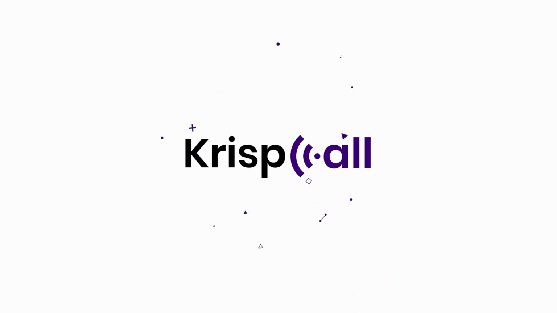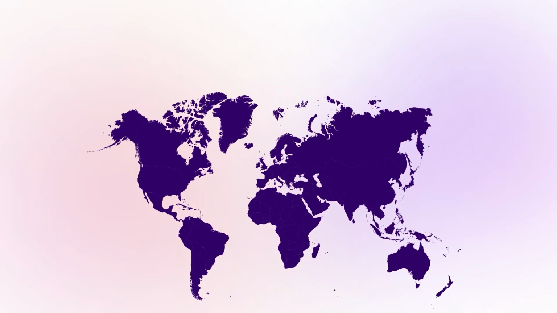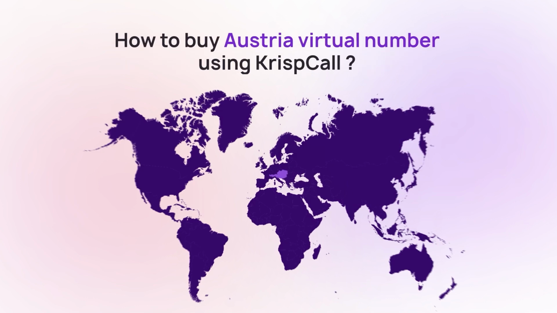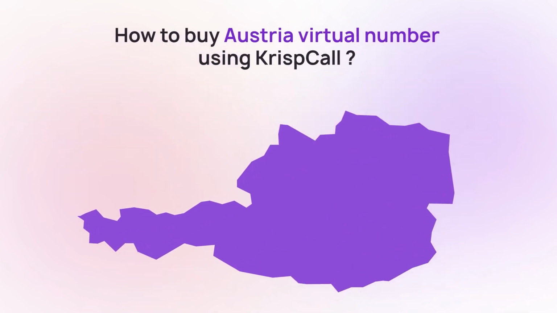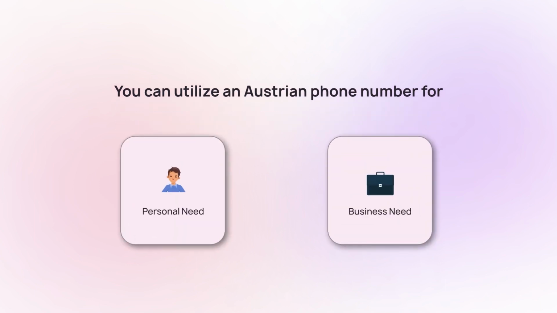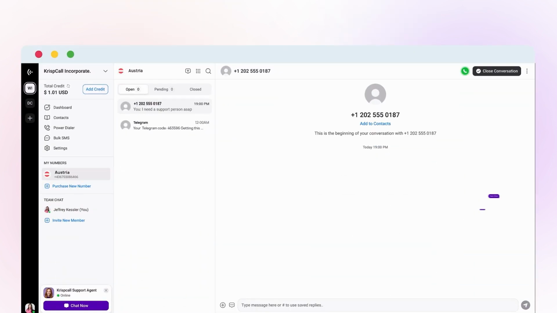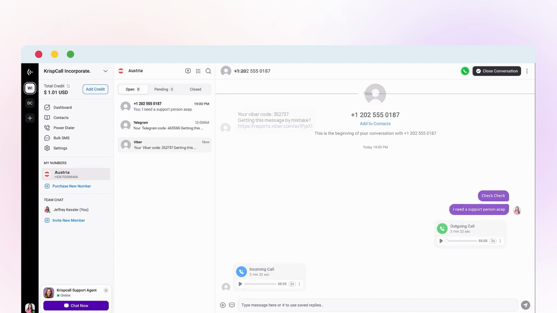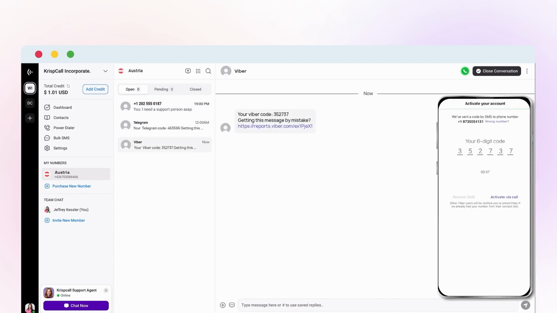Welcome to KrispCall. In this video, we'll guide you through a step-by-step process to buy your Austria virtual number on KrispCall. You can utilize an Austrian phone number for both business and personal needs. This includes making calls, sending SMS, and receiving OTPs for various platforms like Viber, Telegram, and more.